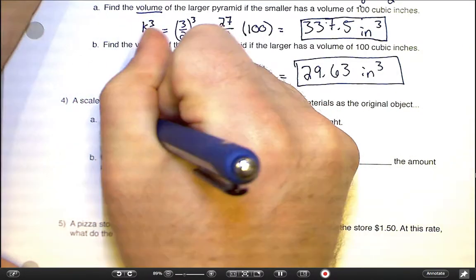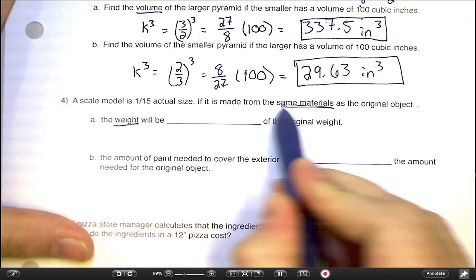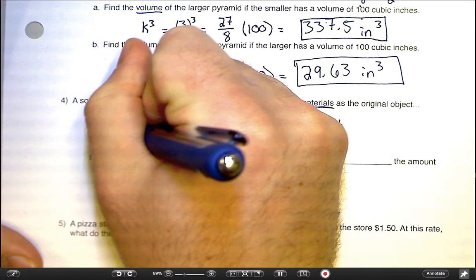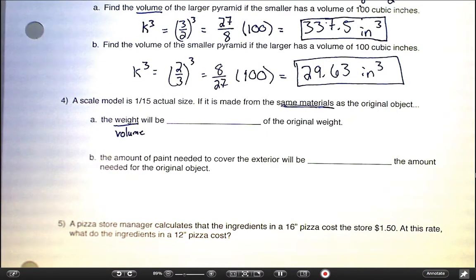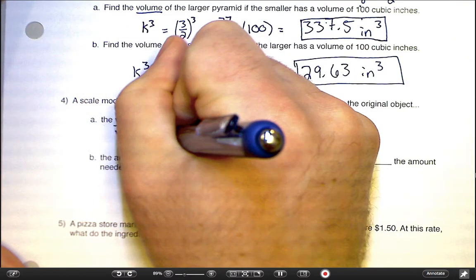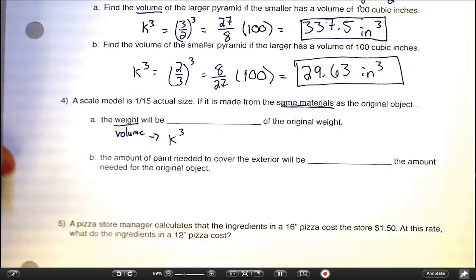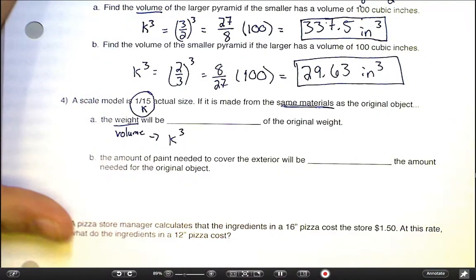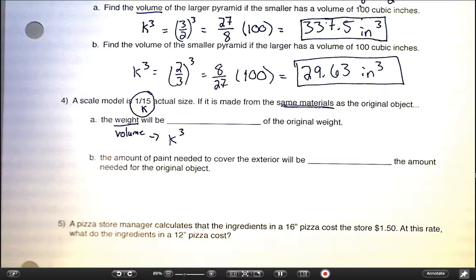So again, weight is important, and we did say same materials here. That is something that we will need. But weight here is going to be based on volume. Okay? And we can make that assumption as long as we're using the same materials. Because we're using volume, I need to know k to the third. Now, they're actually giving you the 1/15 here. That is k. That is your scale factor, your k value, your magnitude, your ratio of similitude, whatever you want to call it, that's the same piece.